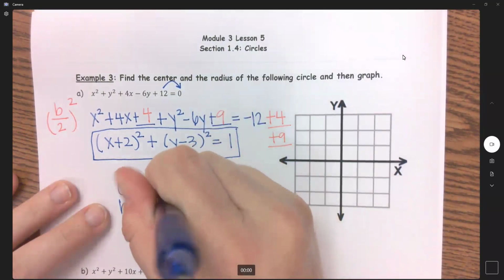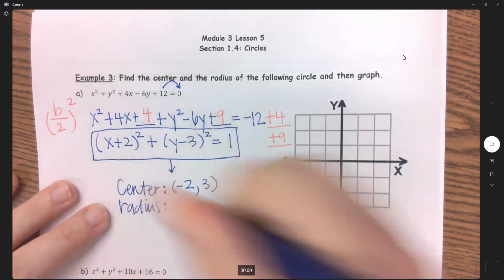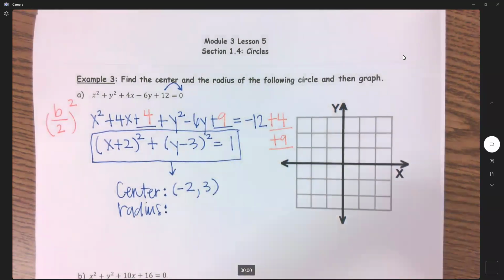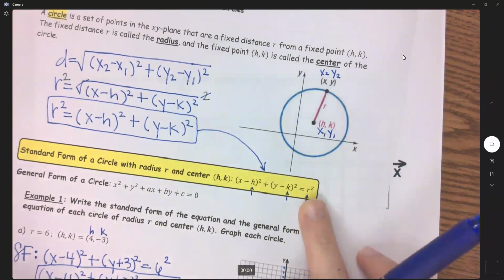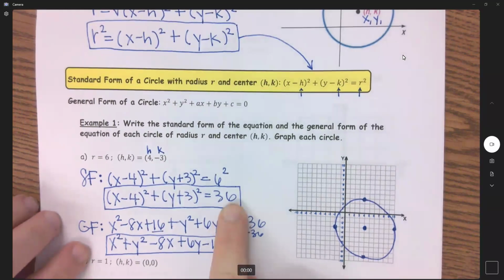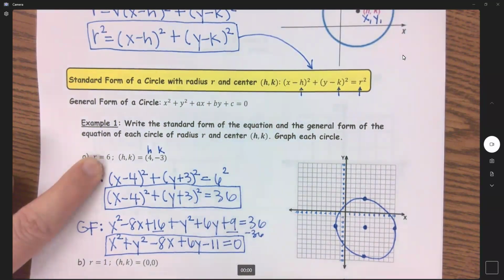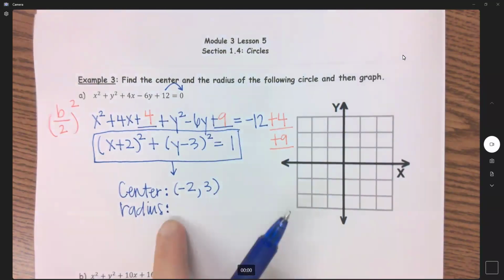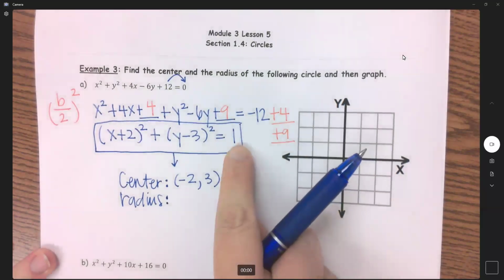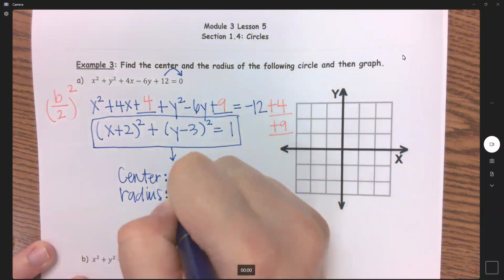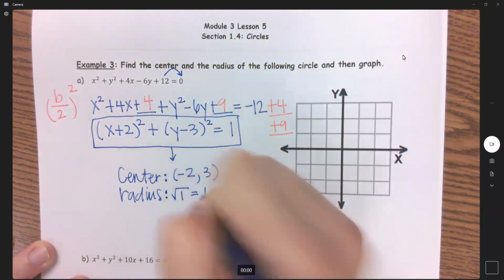And then what is my radius? Now this one's a little bit misleading. Remember, this equals r squared, not r. So for example, if this equation equaled 36, the radius would be 6, because the square root of 36 is 6. So this radius does equal 1, but I want to make it very, very clear that it's not because this equals 1. It's because the square root of 1 is 1.